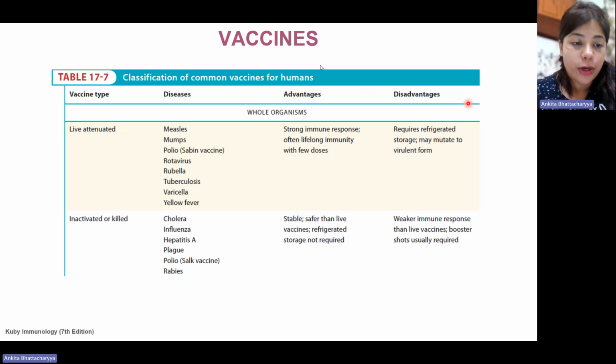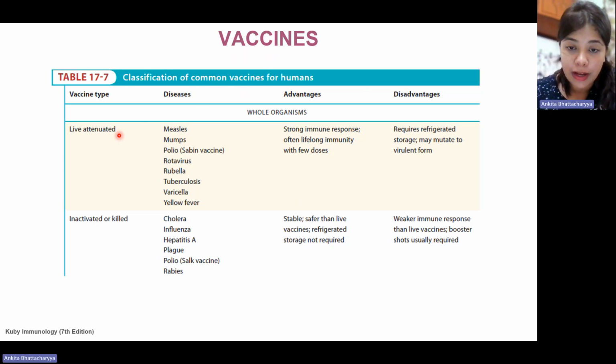The second set is inactivated or killed vaccines. So we have cholera, influenza, hepatitis A, plague, polio Salk vaccine, and rabies. So you can see that there are two types of vaccines for polio. One is the Sabin vaccine, one is the Salk. The Salk vaccine has the inactivated or killed pathogen, whereas the Sabin vaccine has the live attenuated pathogen. So this is a key distinction between the two. Please be attentive in case you get a question regarding this. It was not directly mentioned in the lecture, so it might not be very relevant to this course, but for your own knowledge, be very mindful of it.